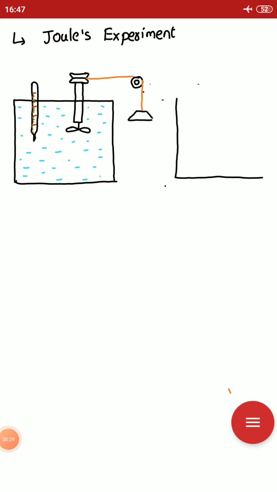Joule conducted many experiments in the period of 1842 to 1849. Out of these, this is one example, one of the experiments he conducted. Now we are going to discuss it. Let me first explain this.